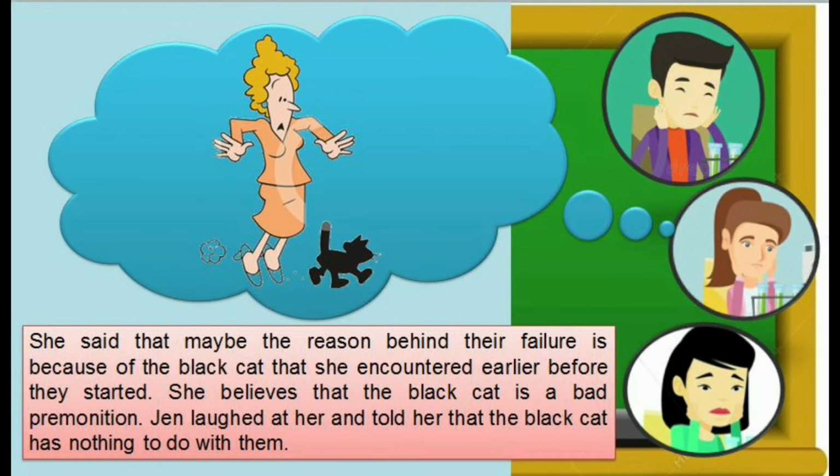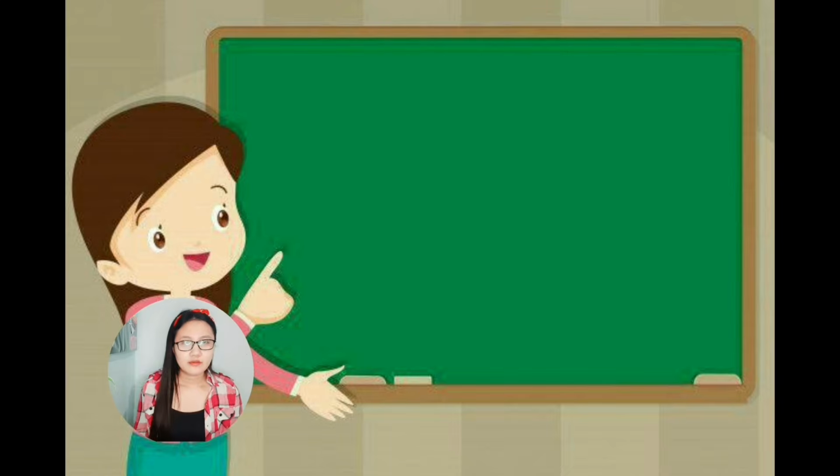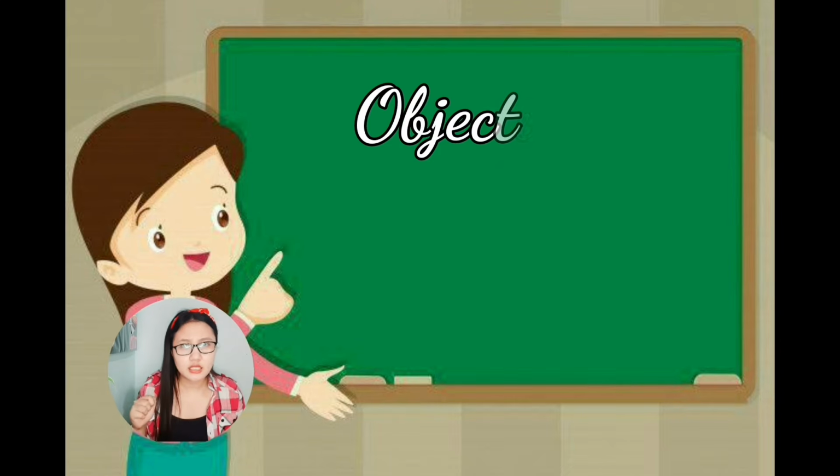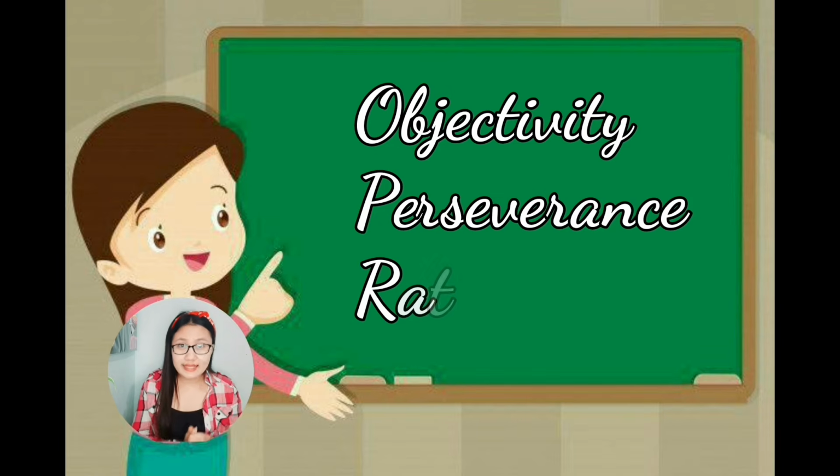Jen laughed at her and told her that the black cat has nothing to do with them, while Christine suggested that in doing research, one must be patient and work hard without complaint. They should have the effort to do something and keep doing it until the end, even if it is hard. At the end, they started again and again, and they succeeded with their research.